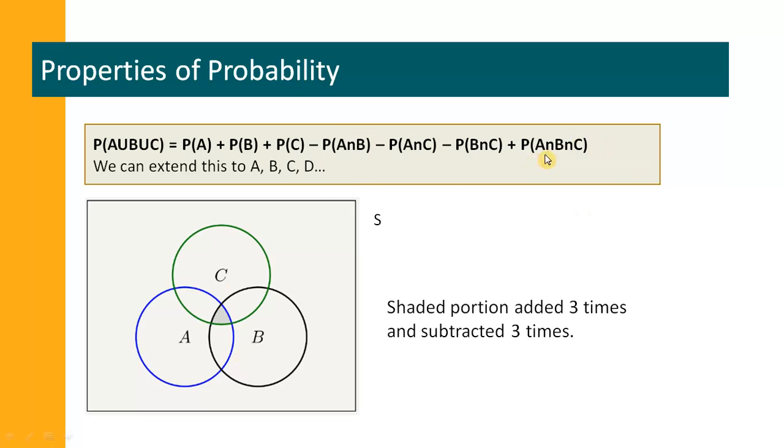But why is this P of A intersection B intersection C added again? Because the central shaded portion is added 3 times and subtracted 3 times. So in P of A, P of B, P of C, we have added the central portion 3 times. And by deducting A intersection B, A intersection C, B intersection C, we have again subtracted it 3 times. So this becomes a left out portion, and we have added that as P of A intersection B intersection C. So this is how this rule comes, and we can extend this rule to A, B, C, D and so on.